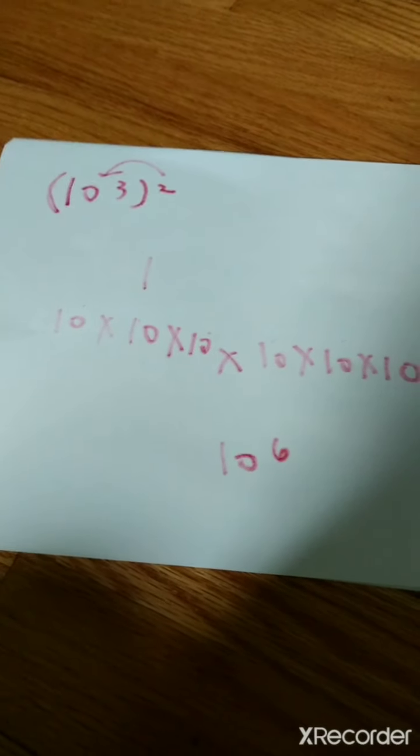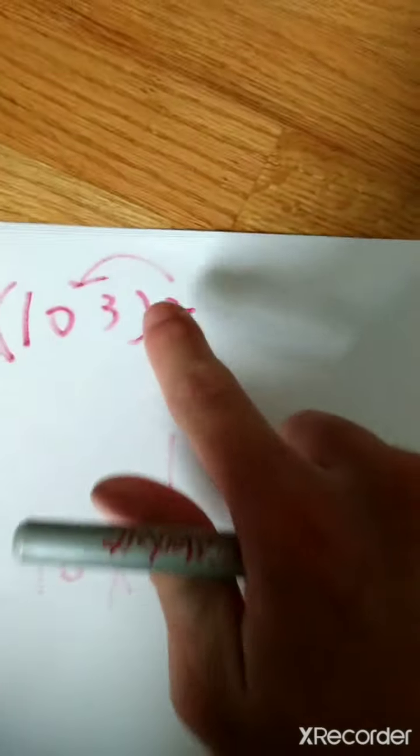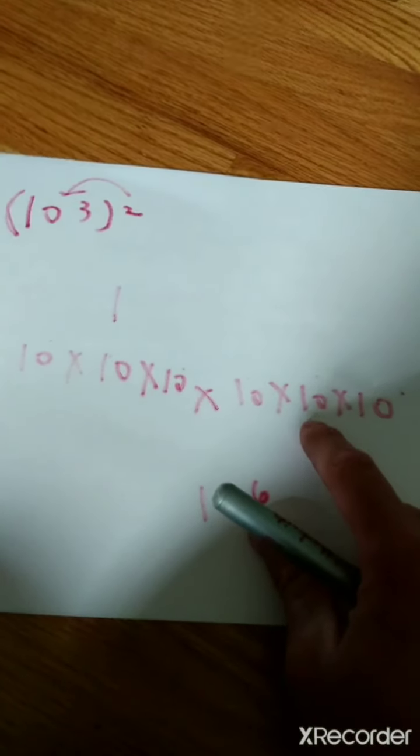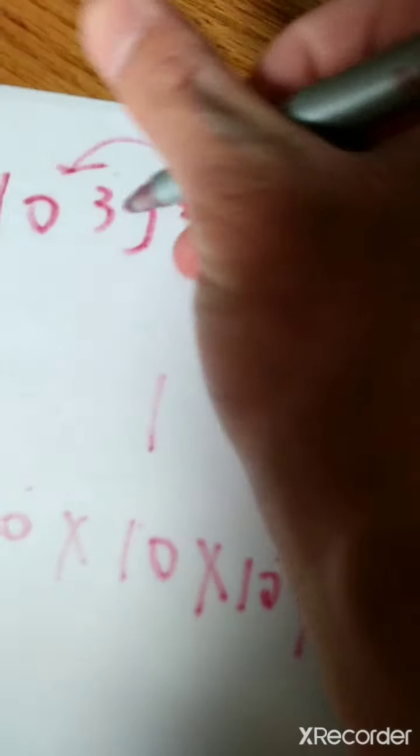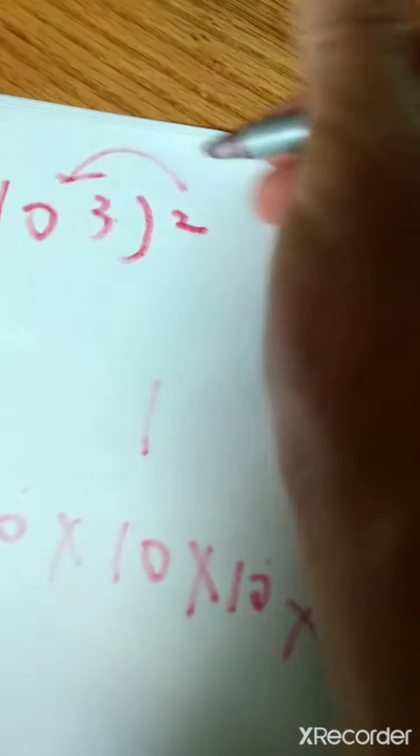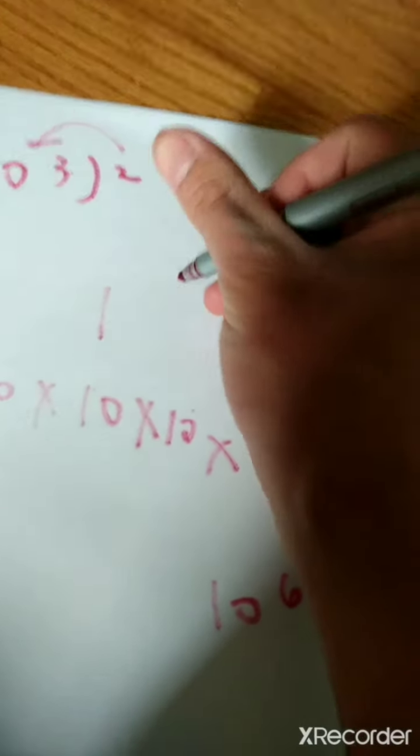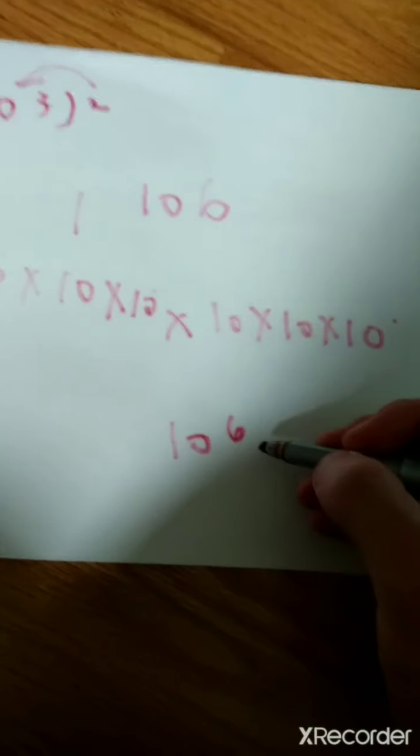If you want a shortcut, because sometimes exponents will be too big and you won't have enough paper or enough space to write it in expanded form, you can take a shortcut and say 3 multiplied by 2. That is going to equal 6. So kaboom! 10 to the power of 6.